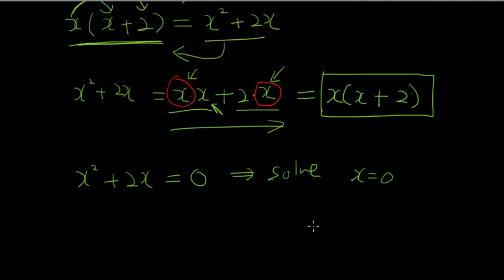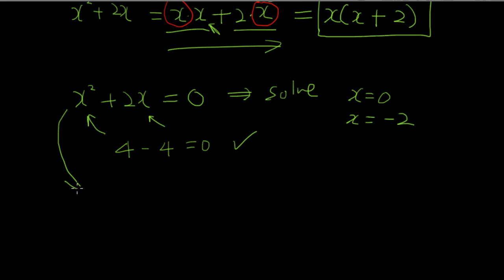But possibly there's another answer. What would that be? This one is simple enough to see that another answer is negative 2, because negative 2 squared becomes 4. If you put negative 2 here, it becomes 4. And 2 times negative 2 becomes negative 4. If you replace this, you have 4 minus 4 equals 0. Check. That works.